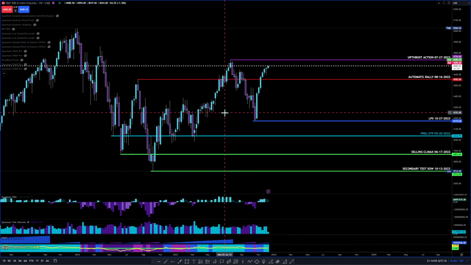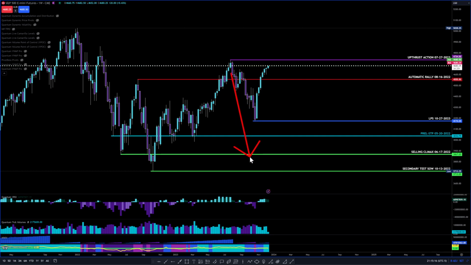And one thing to note as well is that we did not get a spring test, right? Or a terminal shakeout below the secondary test. So when market makers are accumulating, they like to take it from the upthrust back down in phase B and break the lows of the secondary test, the sign of weakness, to shake out any sellers, and actually shake out some buyers as well, right? Now we didn't have that.